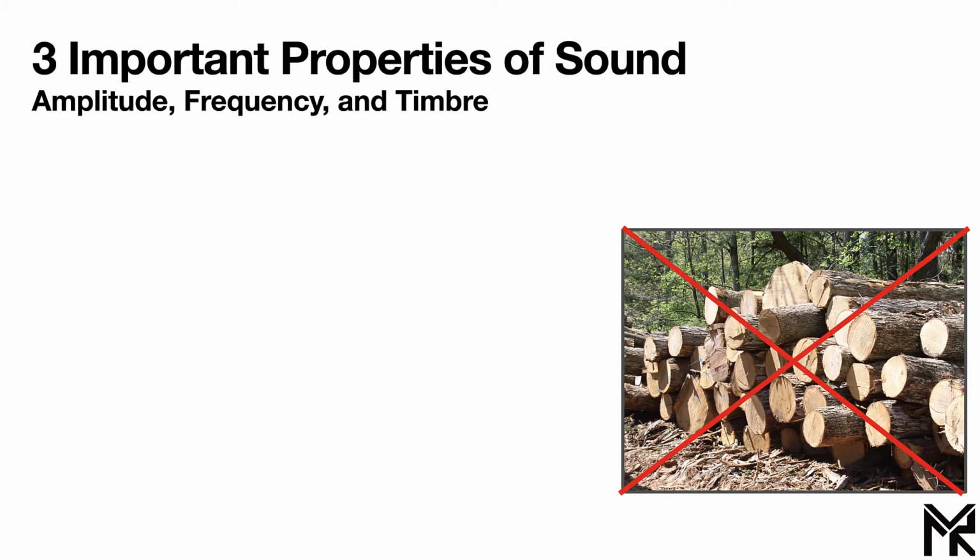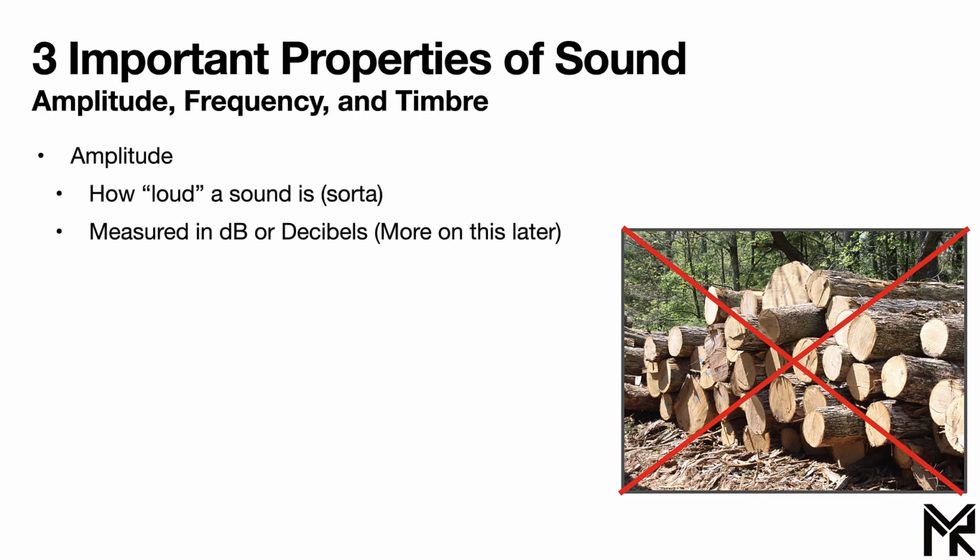So the three important properties of sound that are out there are amplitude, frequency, and timbre. It's pronounced timbre, not timbre. So let's talk about what these are and how they define sound. The first one is amplitude, and what this refers to is how loud a sound is. But this is a little bit misleading because technically, amplitude is the height of the wave, which corresponds to how much displacement we're asking our speaker to do. So how far we're asking it to move in and out.